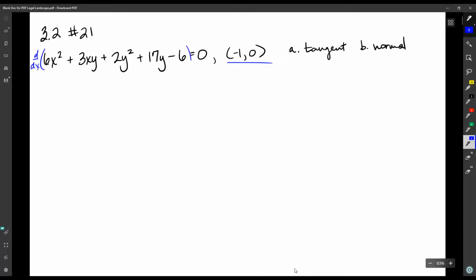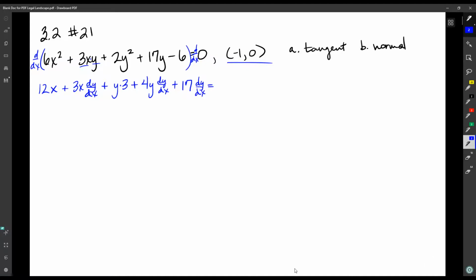So we're going to take the derivative with respect to x of both sides of this equation, and that's going to give us 12x. Next, for the 3xy, we want to use a product rule since that's 3x times y. 3x is the first function, y is the second. So we would look at 3x dy/dx plus the second function y times the derivative of the first function, so that's 3, plus the derivative of 2y squared is going to be a 4y dy/dx. Next, a 17y, that derivative is going to be 17 dy/dx, and the derivative of -6 is 0.